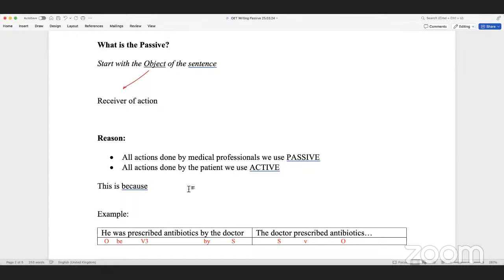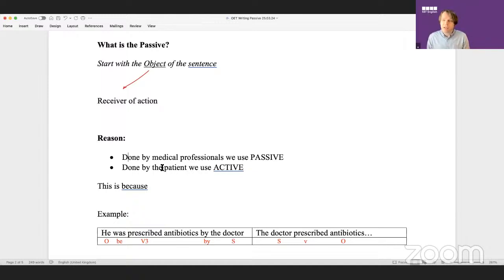Because when we use a simple sentence, if the doer of an action is important, it is active voice, and when the receiver of an action is important, it's passive voice. And in the medical field, everything is done by the medical professional to the patient, so we use passive. Otherwise, if the patient does something, of course, we use a simple sentence. It shows our knowledge. It should be concise.